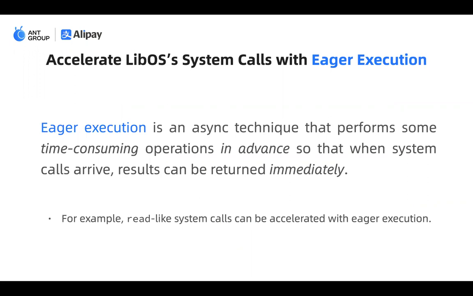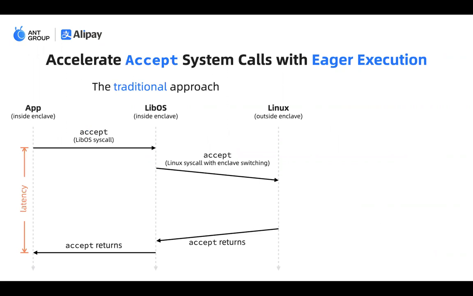called eager execution. With this technique, we perform some very time-consuming operations in advance, so that when the system calls to the LibOS arrive, the result is already there, and it can be returned immediately. This is most effective for read-like system calls. Let me give you a concrete example. So here is the accept syscall. Accept syscall is for a listening socket to accept new incoming connections.